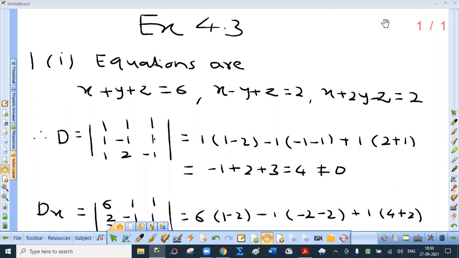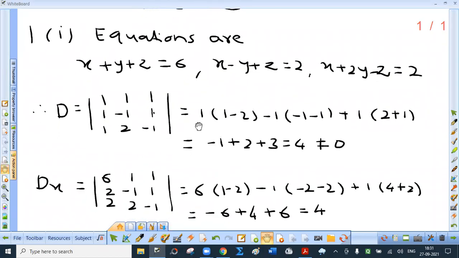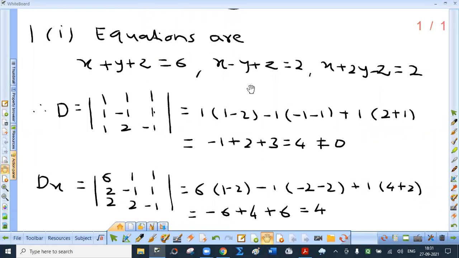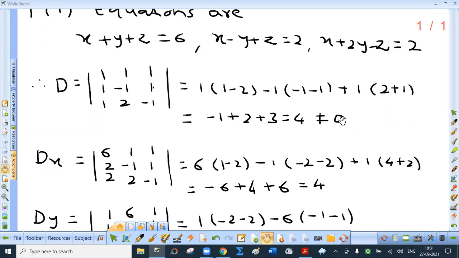Exercise 4.3, first question. Solve the following linear equations by using Cramer's rule. First one, x plus y plus z equal to 6, x minus y plus z equal to 2, x plus 2y minus z equal to 2. You have to write equations with variables on LHS, constant on RHS. D equal to, D is a determinant of coefficients of x, y, z, coefficients of x in first column, that of y in second, and that of z in third column. What is dx, or before that, what is the value?